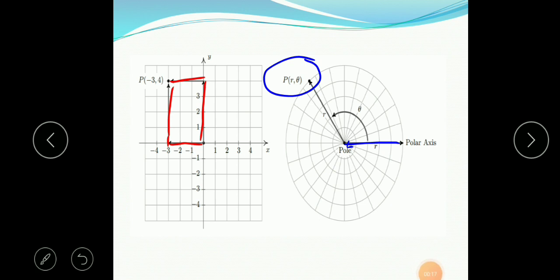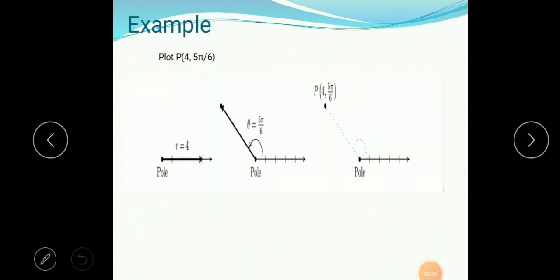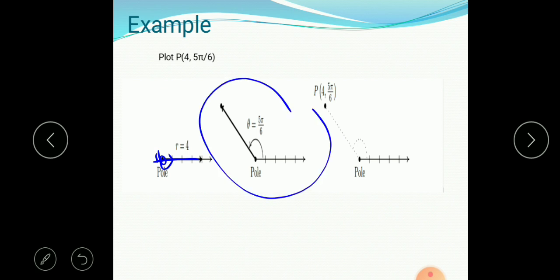So let's say, for example, we wish to plot the point with polar coordinates (4, 5π/6). We'd start at the pole, this pole, move out along the polar axis 4 units, then rotate 5π/6 radians counterclockwise.